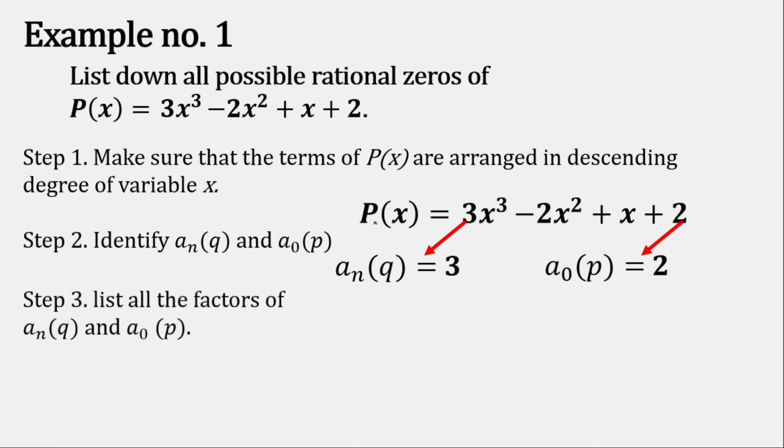Now, step number 3 is to list all the factors of p and q. What are the factors of 3? The factors of 3 are positive and negative 1, and positive and negative 3. Again, to recall, factors are the numbers you multiply to get a certain product, in this case, 3. So what numbers do we need to multiply to get the product of 3? That is positive and negative 1 and positive and negative 3. Same with our constant term, the factors of 2 are positive and negative 1 and positive and negative 2.